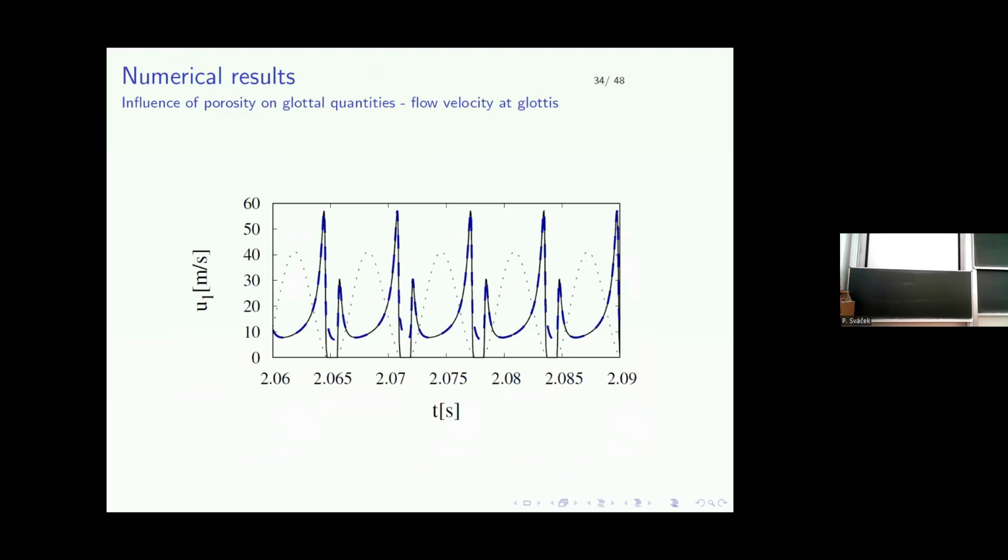This is the difference when we prescribe the same motion for both models. If you don't use the porosity, this is the flow velocity in the glottal part. You can see even when the glottis should be closed, the flow velocity is pretty large, around 10 meters per second. Using the porosity models, the dotted line corresponds to the gap, and we can make the flow velocity in the glottal part go to zero.